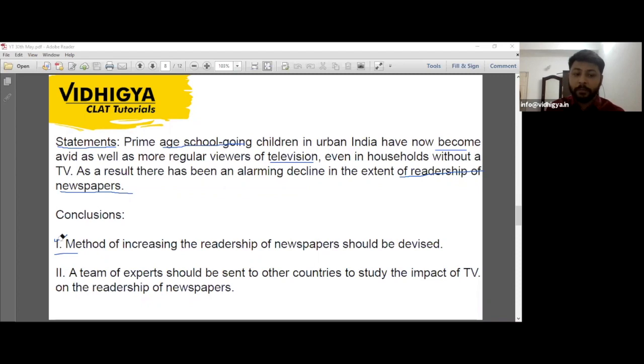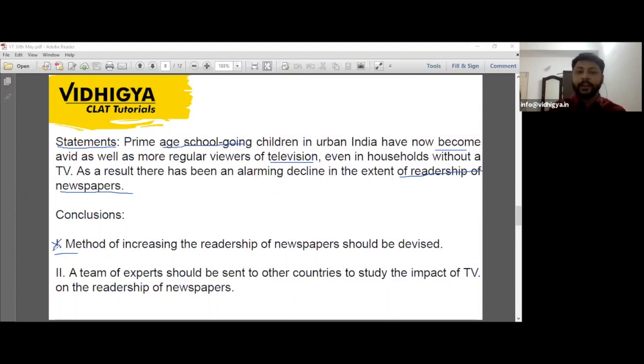But after having a closer look at this, you will end up eliminating this answer option. Now you must argue, sir, in the last question we discussed that whenever there is a problem in the statement given, the solution of it can be considered as the correct conclusion, even if it seems like a course of action. Here the same scenario is observable.